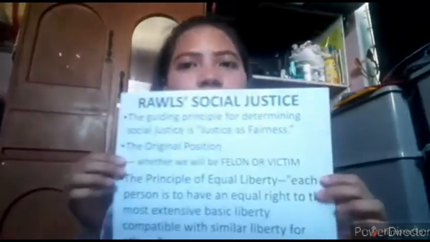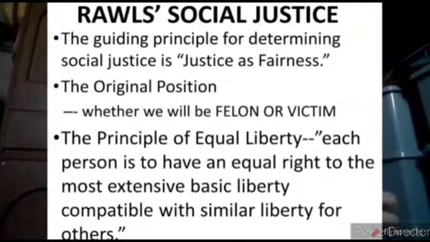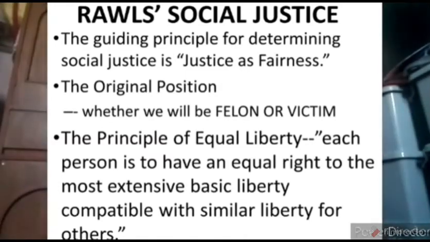But now, it is from Rawls. So, it is the Rawls social justice. So, Rawls social justice, its guiding principle for determining social justice is justice as fairness, or the original position, or when we are going to stand behind the veil of ignorance. So, as for the veil of ignorance, it is whether we will be felon or victim. So, 'di ba?